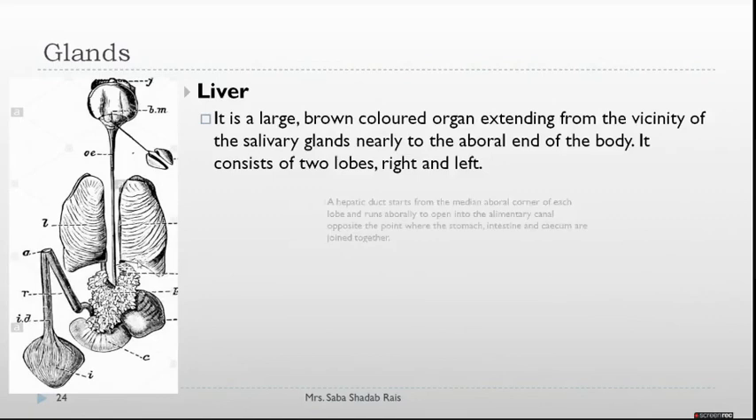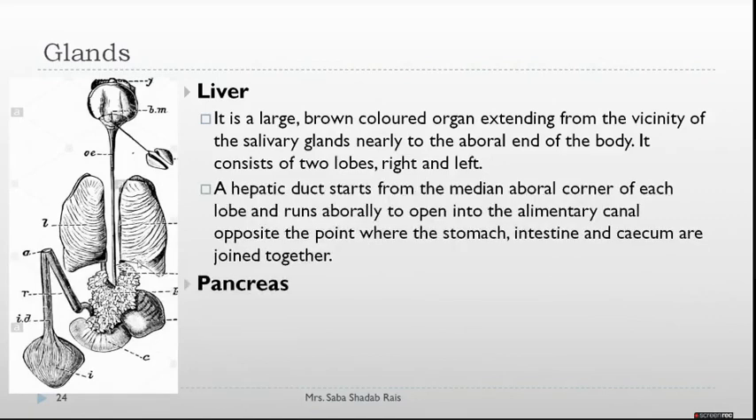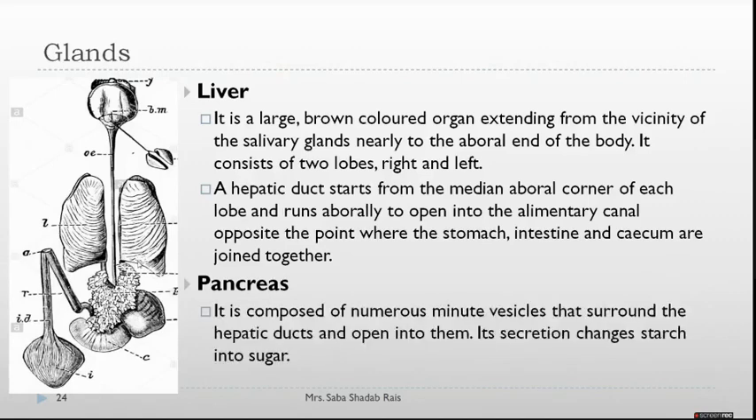Liver is the largest gland, and it has an opening, the hepatic duct, which opens into the stomach, intestine and cecum. Then thereafter we learned about the pancreas. It has many vesicles, and these vesicles surround the hepatic duct, and its secretion helps in the change of starch into sugar.